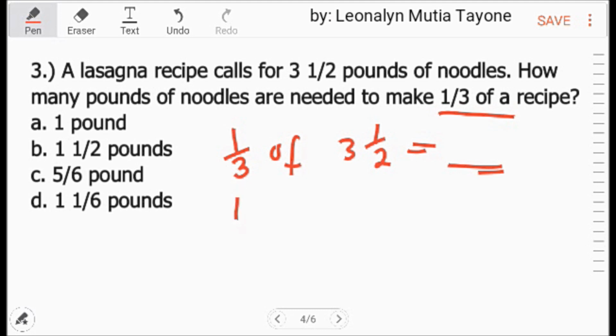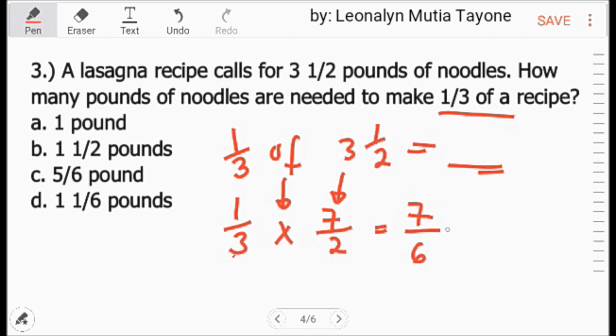Kopyahin si 1/3. Ang of ay equivalent ng multiplication. At itong mixed number na 3 and 1/2 gawin nating improper fraction kasi mag-multiply tayo. So 2 times 3 equals 6. 6 plus 1 equals 7. Tapos kopyahin ang denominator. Ngayon pwede na tayong mag-multiply. Numerator to numerator, 1 times 7 equals 7. 3 times 2 equals 6.